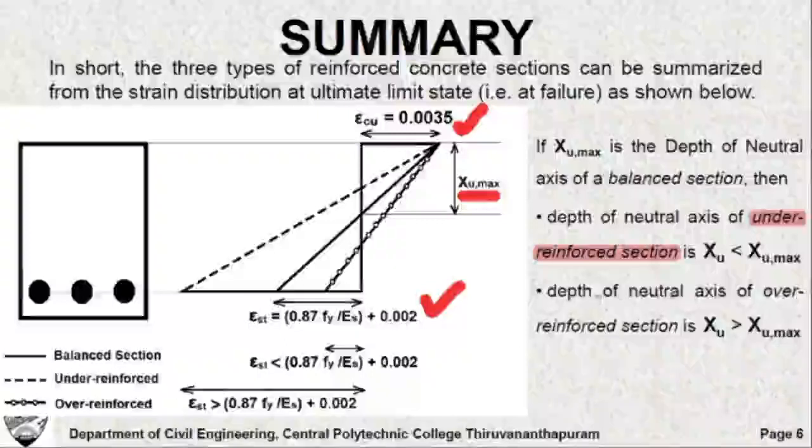Similarly, we can say the depth of neutral axis for the over reinforced section. For over reinforced section, you observe this figure. The depth of neutral axis from the extreme compression fiber is greater than XU max. So we write it as XU is greater than XU max. So this is another way by which we differentiate balanced section from under reinforced section and over reinforced section. If the depth of neutral axis for balanced section is XU max, then the corresponding depth of neutral axis for under reinforced section is less than XU max, and for over reinforced section is greater than XU max.